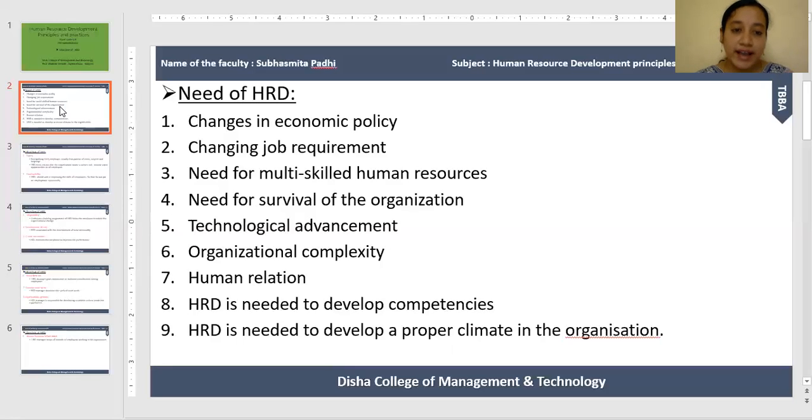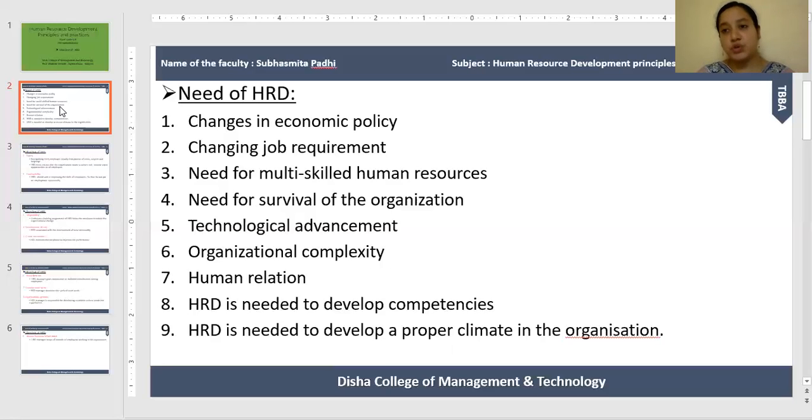Next, the need for HRD arises due to organizational complexities. Organizations are getting more and more complex. What is the reason behind this? Every organization nowadays wants to produce good qualitative goods at less cost and within less time. So they adopt different techniques and methods like automation, mechanization, and the concepts of robotics. By adopting these things, the organization gets more and more complex.